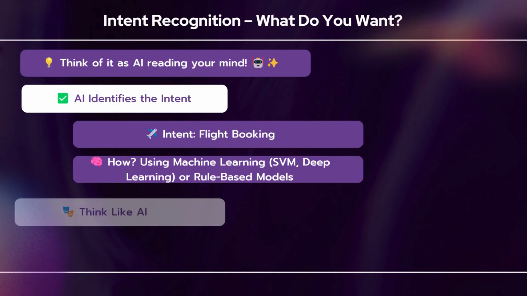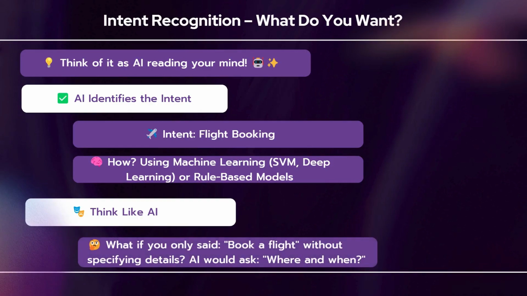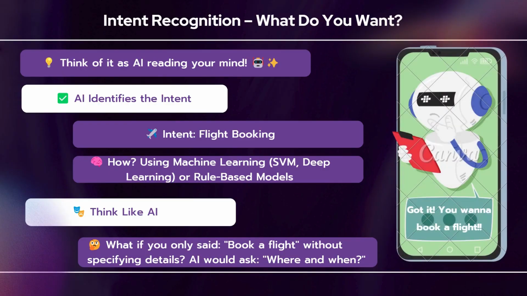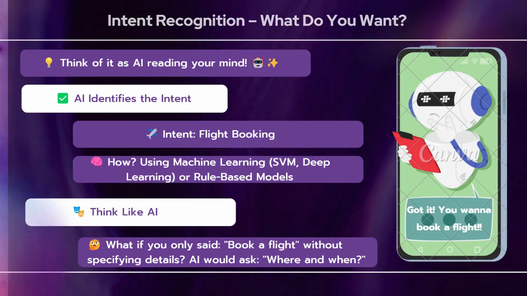To truly understand how AI works, you need to think like AI. If a user only says, book a flight, without providing details, the AI would ask follow-up questions like where and when to gather more information. This step ensures that the AI understands what the user wants before moving forward with a relevant response.